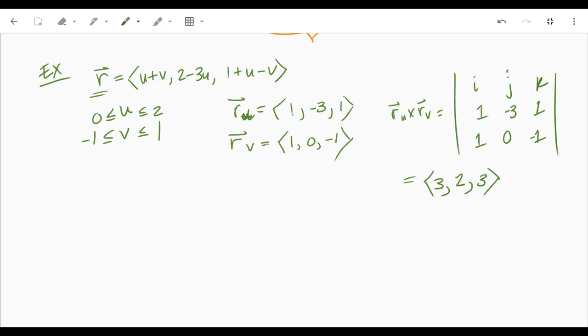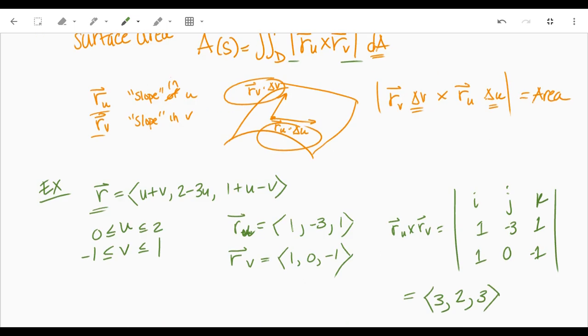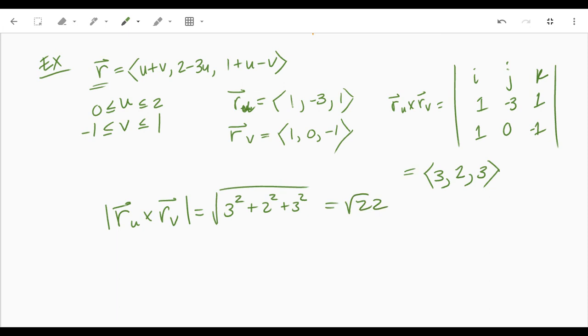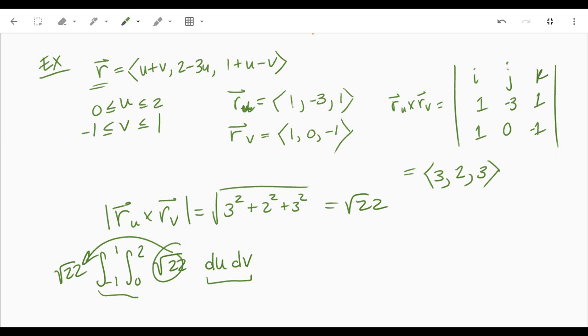And we wanted the magnitude of that cross product, that's what those bars mean. So the magnitude is going to be the square root of 3 squared plus 2 squared plus 3 squared, so the square root of 22. Then we have the integral from -1 to 1, the integral from 0 to 2, of the square root of 22, du dv. You can do that, but remember, this is just a square. If I take out the square root of 22, I'm just finding the area of that square. So it's the square root of 22 times 4. And that's my final answer.